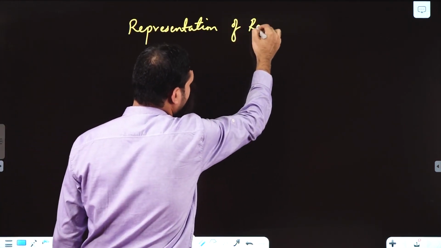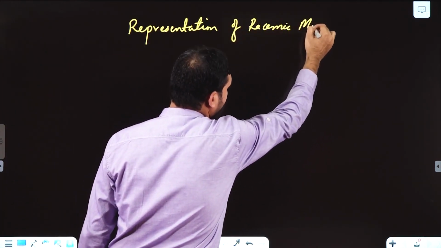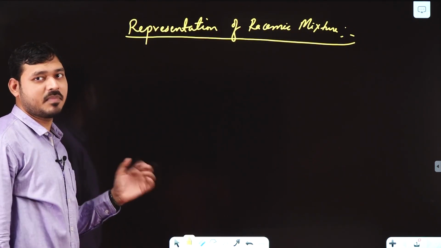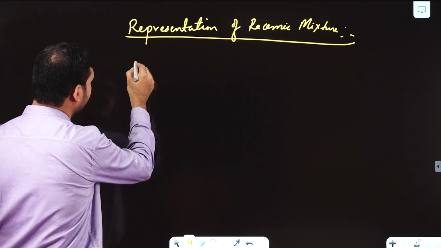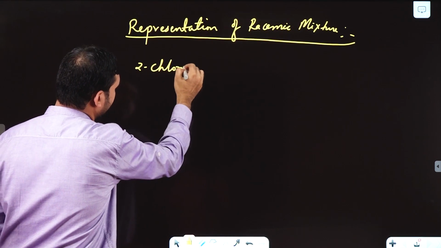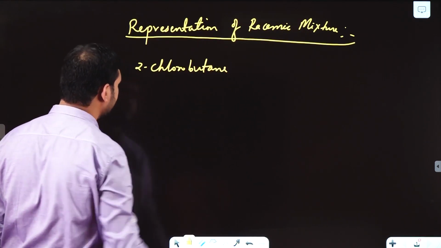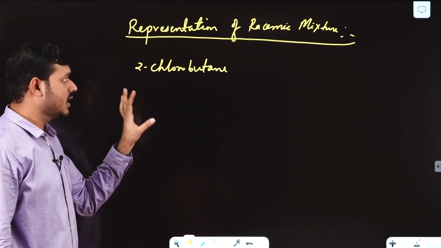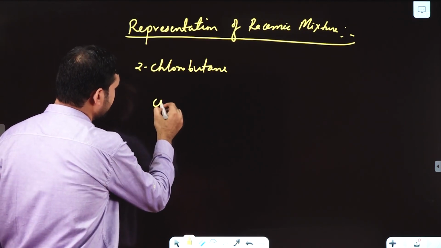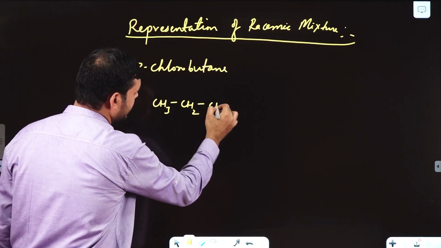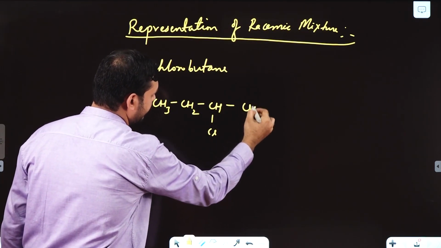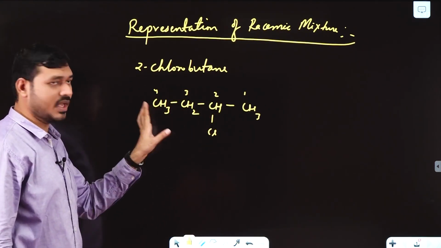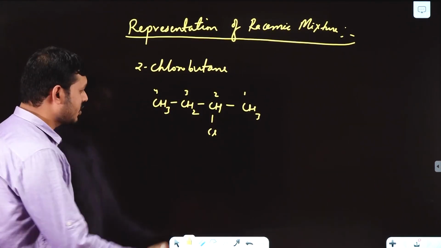Representation of racemic mixture. Okay, now let's see how to represent a racemic mixture. Suppose you are given 2-chlorobutane. So if you have 50-50% of both the enantiomeric pair, let's see first. 2-chlorobutane means CH3, CH2, CH, Cl, CH3. So this is 1, 2, 3, 4. 2-chlorobutane. See, this is having one chiral center.